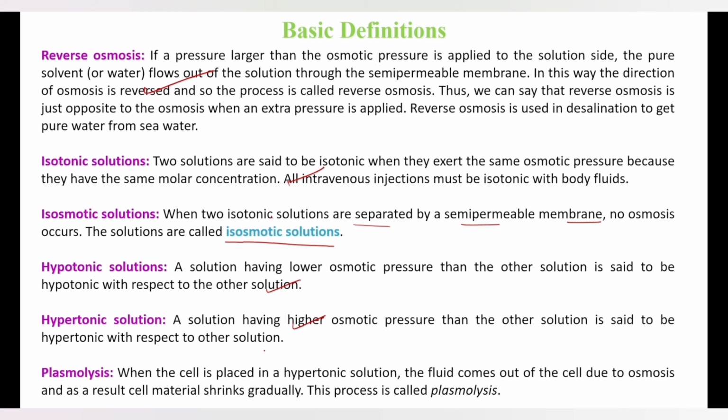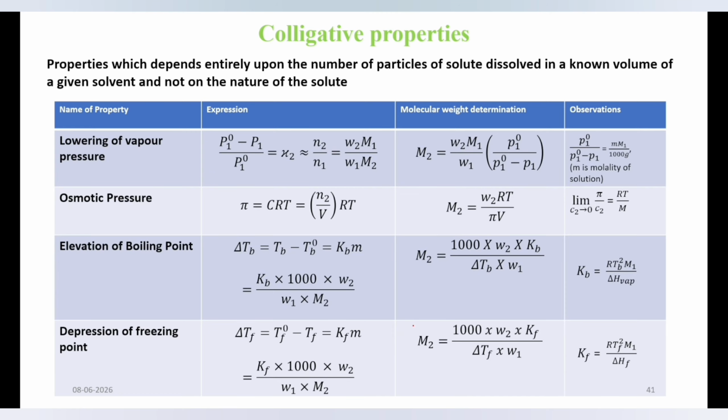Second new definition is plasmolysis. When a cell is placed in a hypertonic solution, the fluid comes out of the cell due to osmosis, and as a result, the cell material shrinks gradually. This process is called plasmolysis. So bio students must be familiar with this part. So this is just the summary of whatever we have discussed, all four colligative properties.